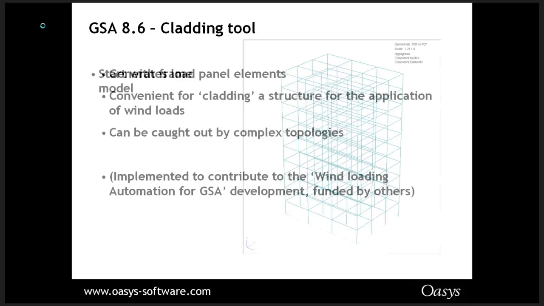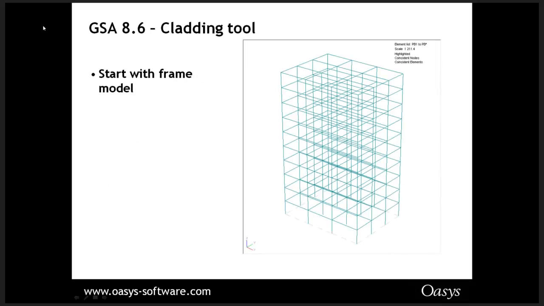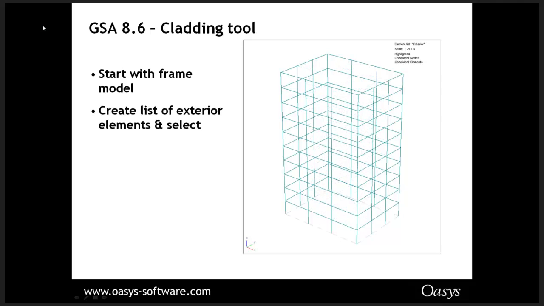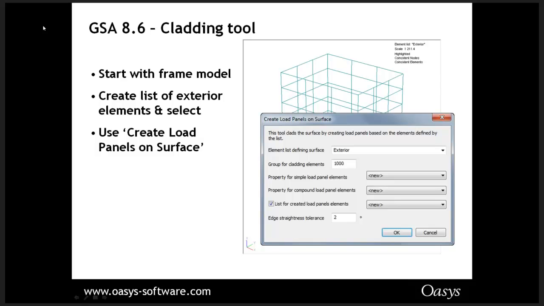Okay, so looking at the cladding tool, this is just a very simple example. We're starting off with a frame model. In this case, it's all a very, very regular frame. What we do is we create a list of the exterior elements. So we're just looking at what's on the facade of the building. And we select those. Once we've selected them, we go to the Tools menu, and we use the Create Load Panels on Surface option. This brings up a dialog where we can specify various conditions that we want to apply.